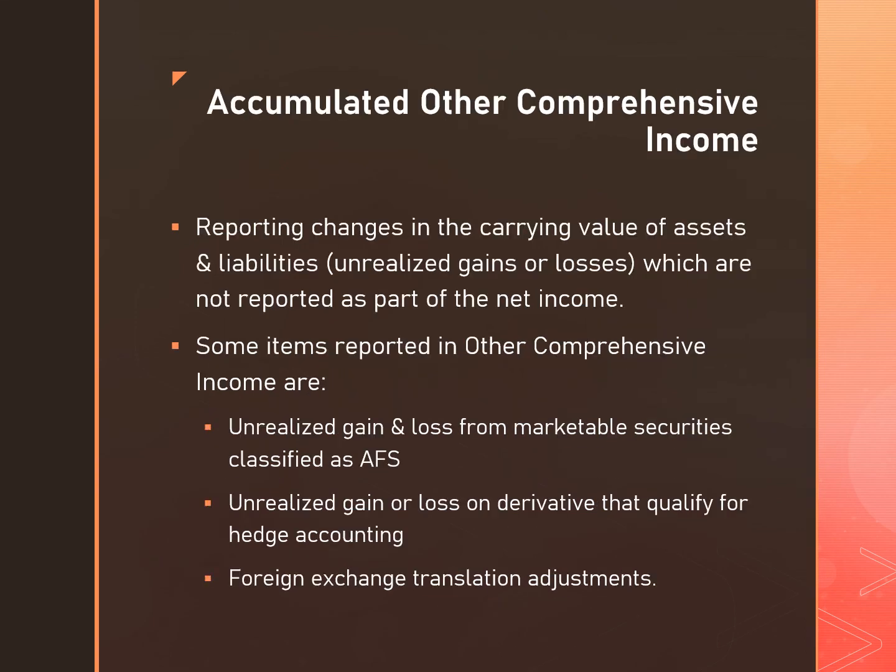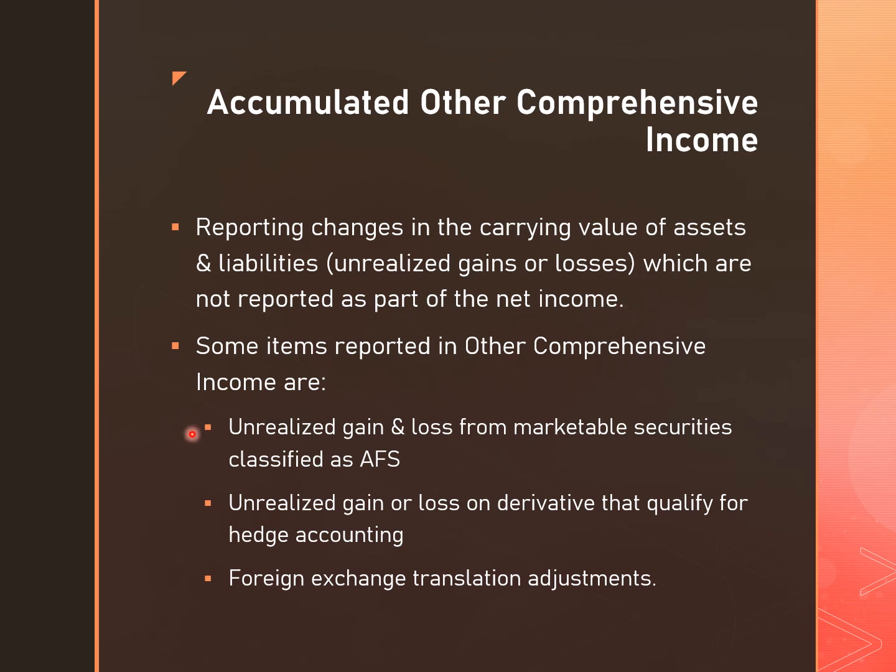Okay, we have reached to the last slide untuk this chapter. Accumulated other comprehensive income ataupun OCI. So, apa yang ada dalam OCI, dia akan report the changes in carrying value of asset and liabilities, which is the unrealized gains or losses, which are not reported as part of net income because dia unrealized, so dia tak report lah sebagai net income. So, dekat mana nak report dia? Kita akan report dia dekat OCI.